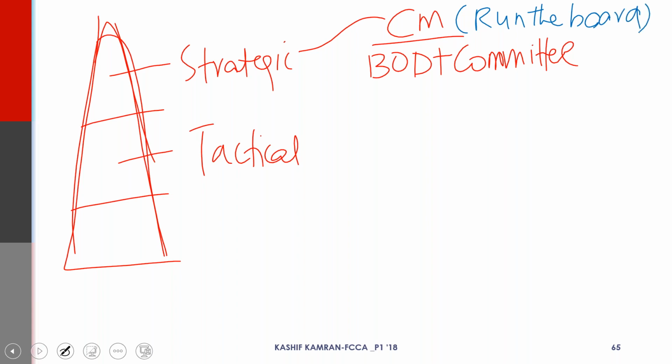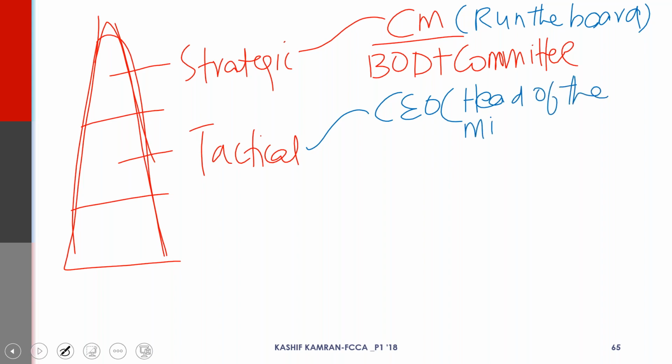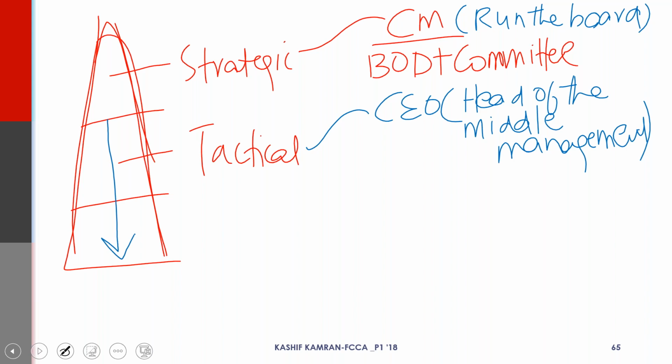Then at the technical level, there is a person known as the CEO. The CEO is the head of the middle management, not head of the company. He heads the middle management. So that means from here to here, head of the middle management. And what is the function of the CEO? The CEO runs the company and the chairman runs the board.